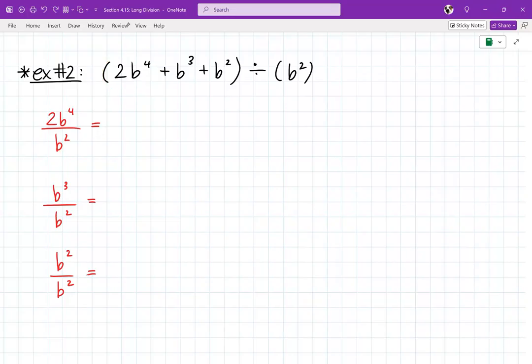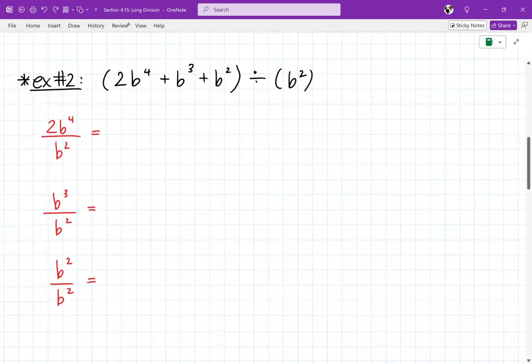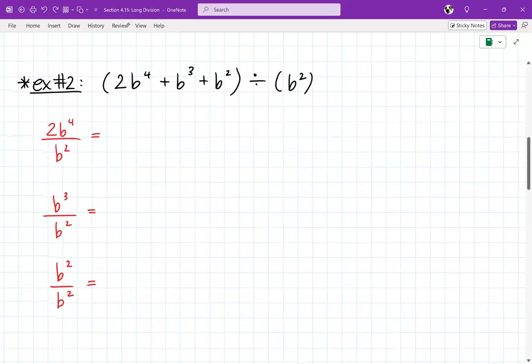Now, we only do this when you're dividing by a single term, so b squared, right? Or the one that we had before was a 2x. That's just one term. So as long as it's one term, you do it this way. All right, let's break it down here. So 2 divided by nothing is just 2.